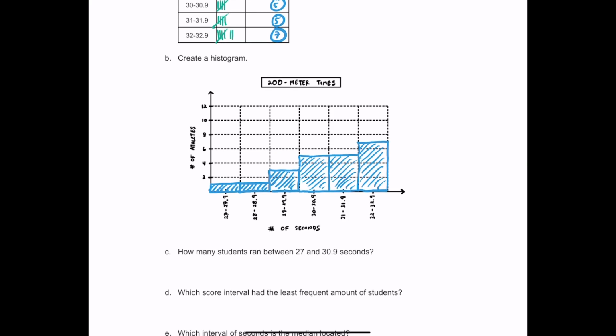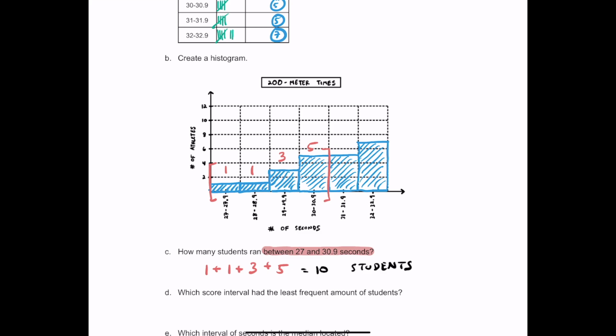It's all done. How many students got between a 27, for part C, that is, between this 27 and 30.9 seconds. So 27, that's the fastest, and 30.9, that's right over here. So we want to add the one person here, plus the one person here, plus the 3 people here, plus the 5 people here. So 1 plus 1 is 2, plus 3 is 5. So there were 10 students who ran between those times.